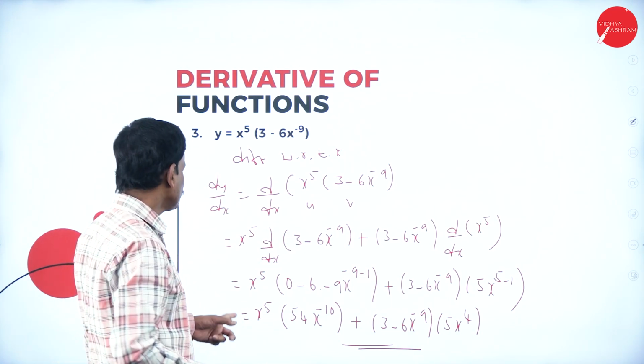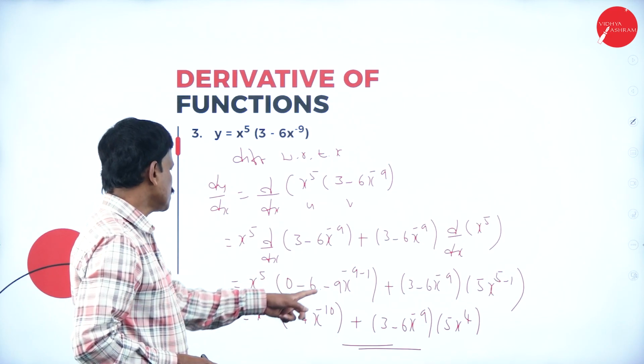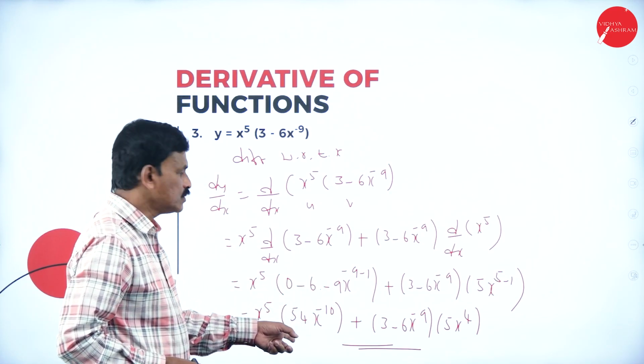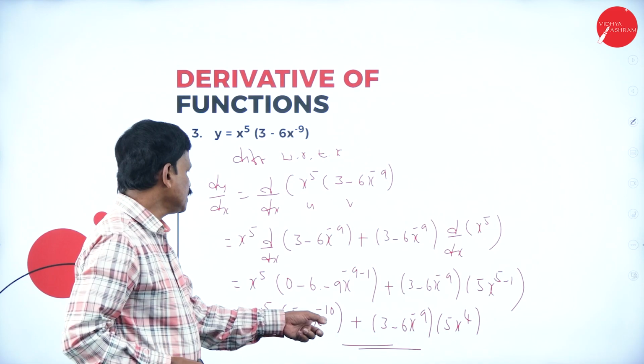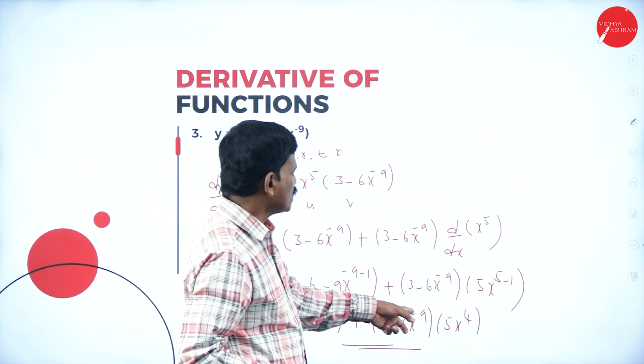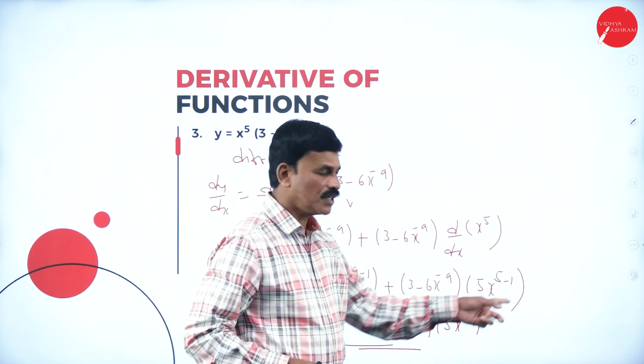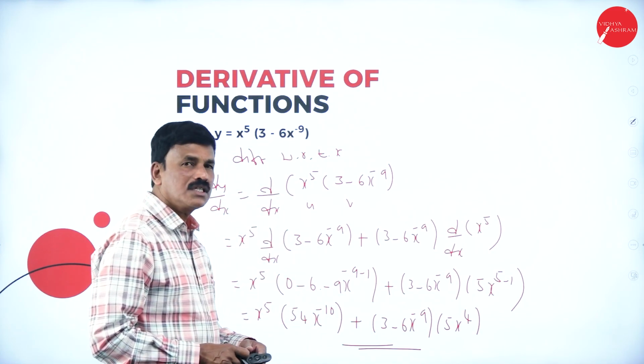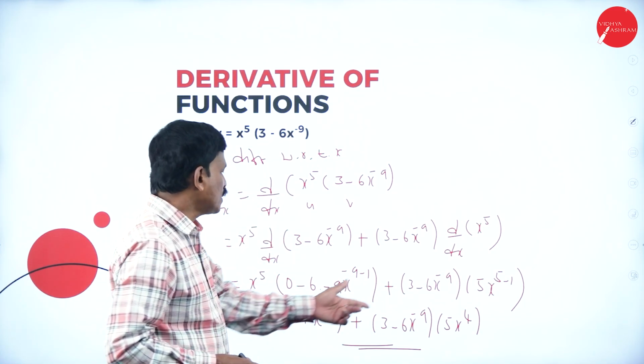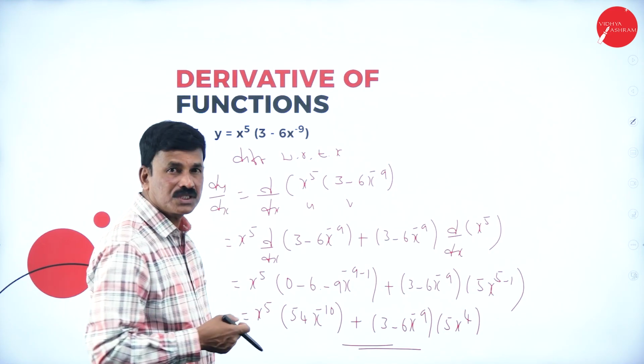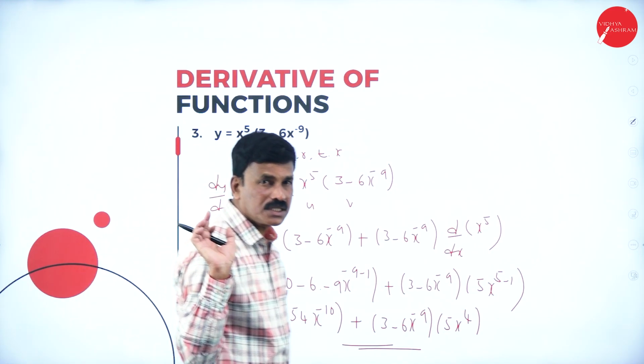That's it. See, x raised to 5 into minus times minus plus 9 sixes are 54 x to the power of minus 10, 3 minus 6 x raised to minus 9 as it is, 5 into x to the power of 5 minus 1 is 4. So this is the derivative of the function. If you want, you can multiply and simplify also. That's all. This is very important. This is from a previous year question paper.